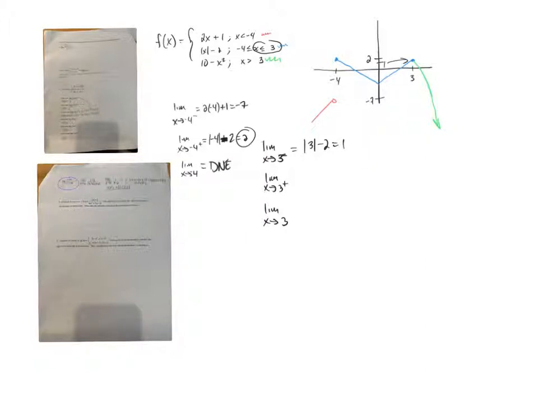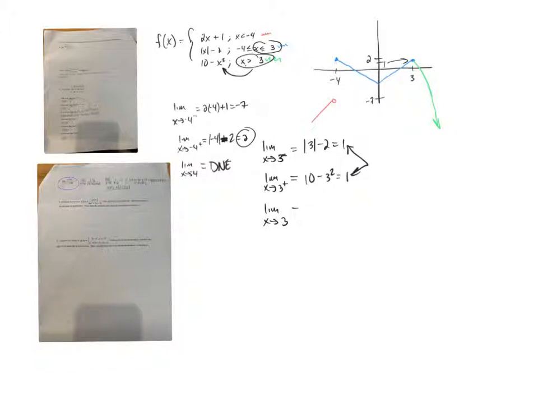And so if we're looking at the right of 3, what happens is x goes to 3 from the right side. We just have to plug in x's that are greater than 3, so we're going to use this function, 10 minus 3 squared, which is 10 minus 9, which is 1. Because these are both the same, that means the two-sided limit is also 1.